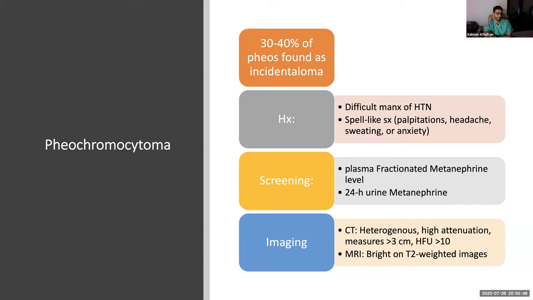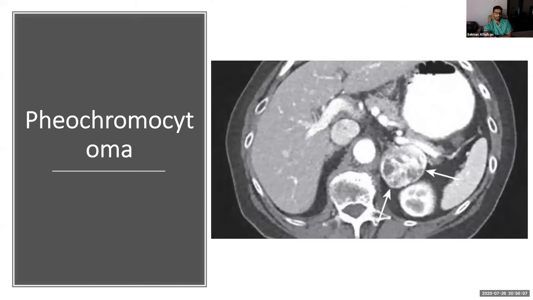On imaging, on CT scan, they tend to be heterogeneous with high attenuation. The majority of them are actually more than 3 centimeters, and they have a high Hounsfield unit, more than 10. On MRI, they're bright on T2 weighted images. Basically, this is just an image showing you the pheochromocytoma. As you can see, heterogeneous, high attenuation. You can see there's a lot of contrast in it, and the Hounsfield unit, I bet, is more than 10.